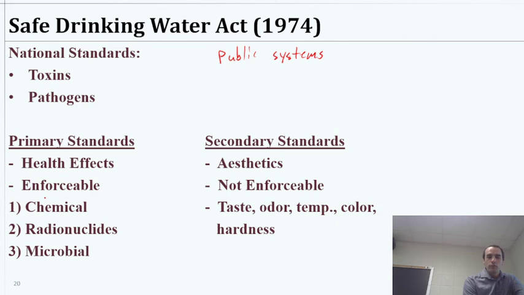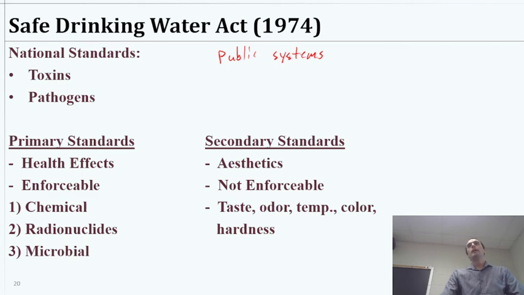So these are enforceable. They deal with chemical hazards, radionuclides, so any potential radioactives. I mean, that could be considered chemical. We talk about it slightly differently because it's a different mechanism, a little bit more physics there, and microbial. So this would be our pathogens. We also have secondary standards. These are predominantly aesthetic in nature and not enforceable by definition.